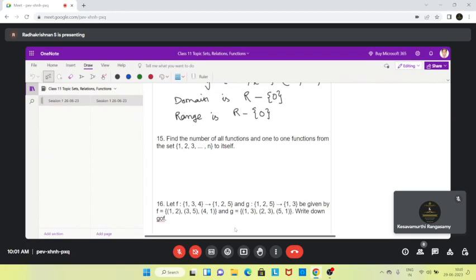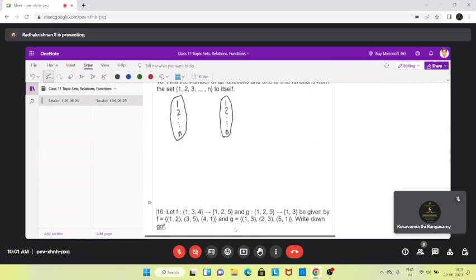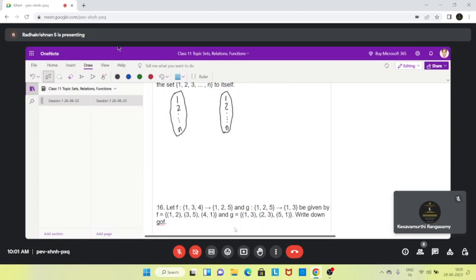to itself. Let me draw a diagram first. So to itself, right? First, let's count the functions. Okay. So what is the definition of a function? We discussed it last time itself, and you all should know what is a function out of all kinds of relations we can put. But what does a function mean?